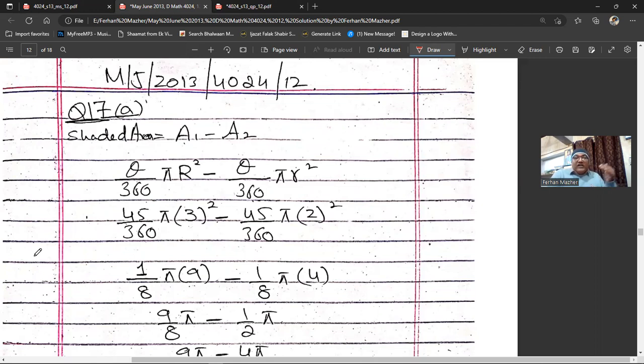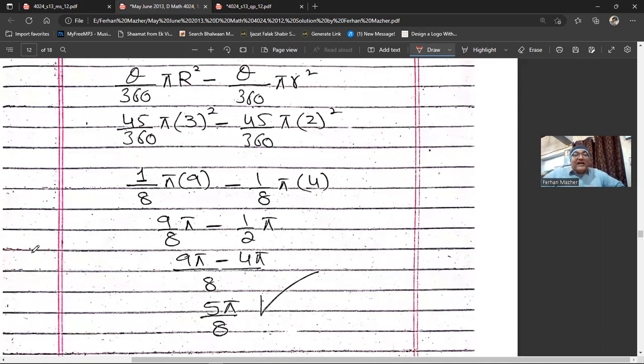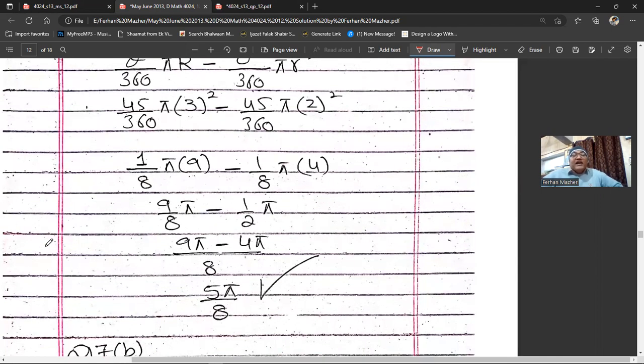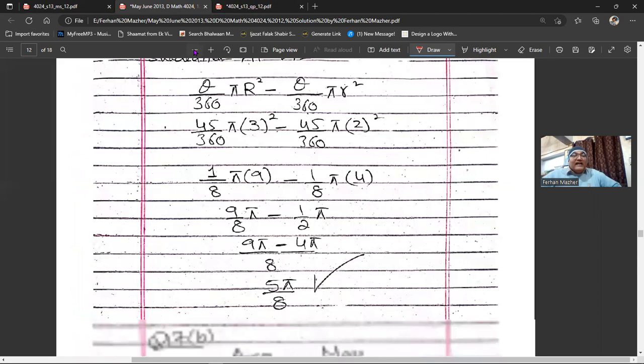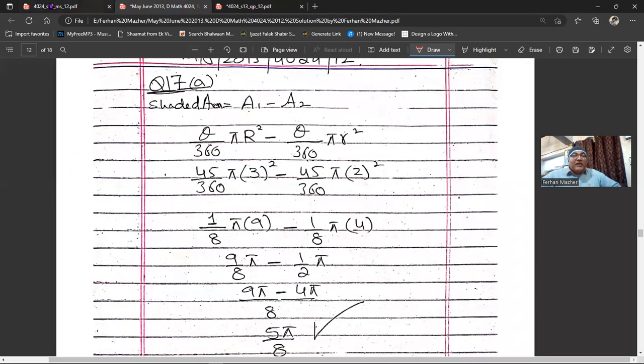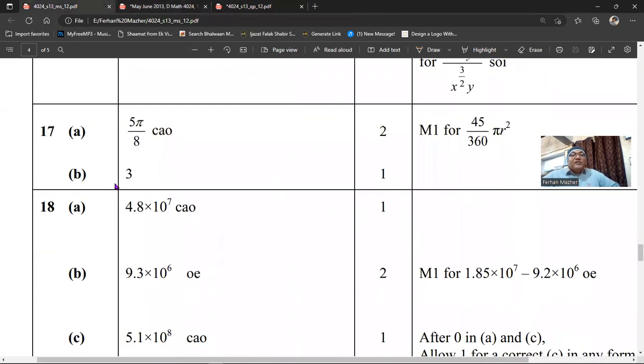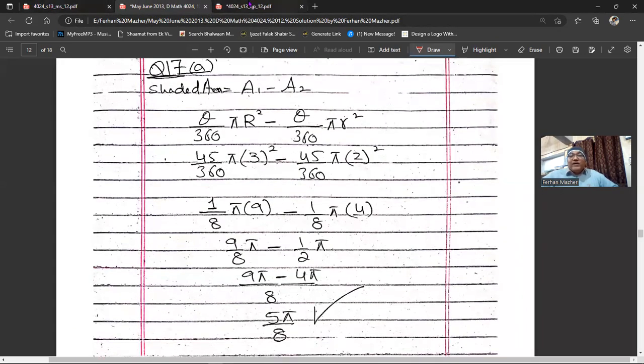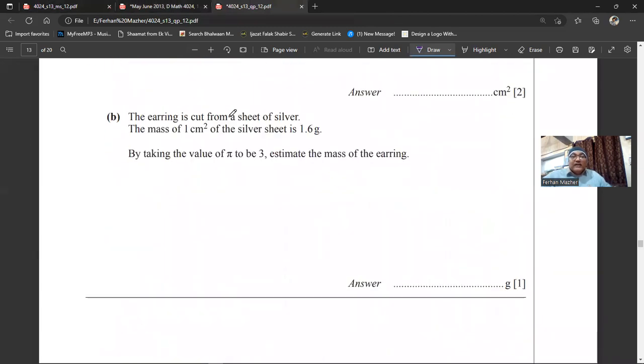So it will be 45, 8 times is 360. So you will have 1 by 8 into pi into 9 minus 1 by 8 into pi into 4. So you will have 9 by 8 pi minus 1 by 2 pi. Take the LCM. LCM will be 8. So you will have 9 pi minus 4 pi in the numerator. So 9 pi minus 4 pi, that will be 5 pi by 8. So the answer is 5 pi by 8. 5 pi by 8 is the right answer. Hopefully you understand this. The pi value is not to be substituted here.